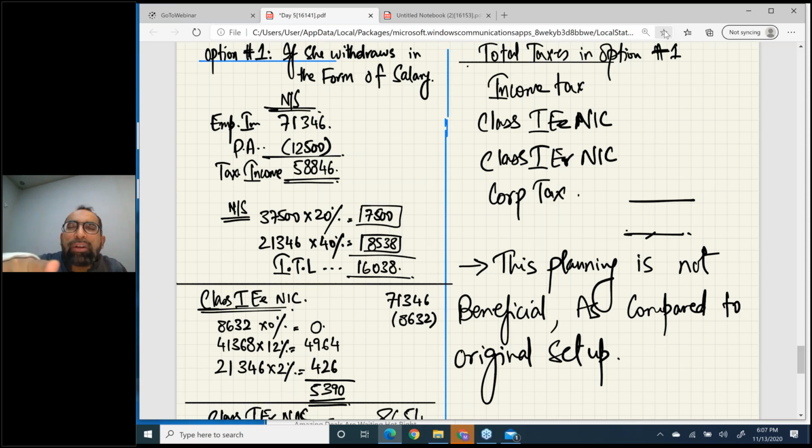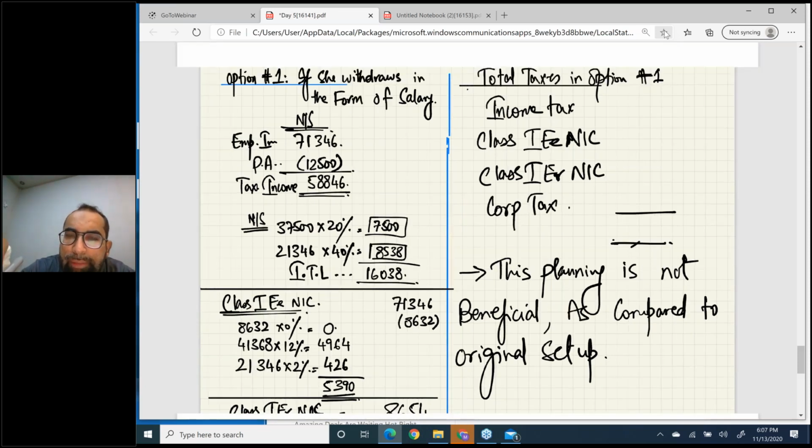Number 2, as she just received salary, that means employment income, she has to pay income tax. This is the income tax, 16038. Number 3, as she is an employee and she has a salary, she has to bear the class 1 employee NIC burden, which is in front of you, 5390. And one more thing, as this company belongs to Sophia, Sophia has to pay class 1 employer NIC as well.